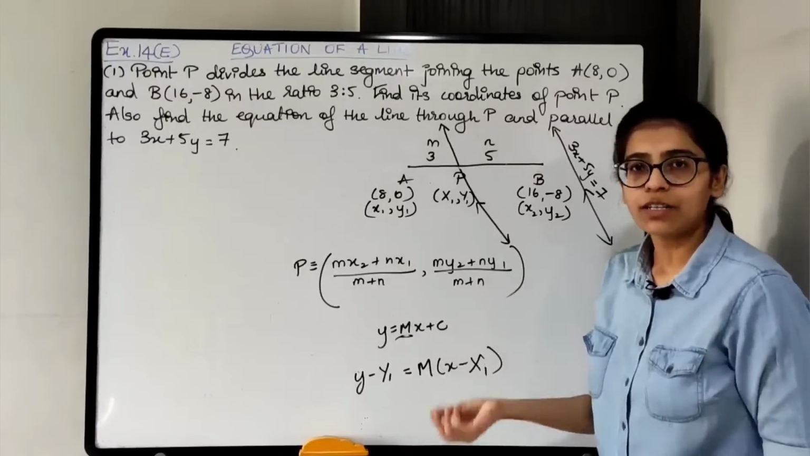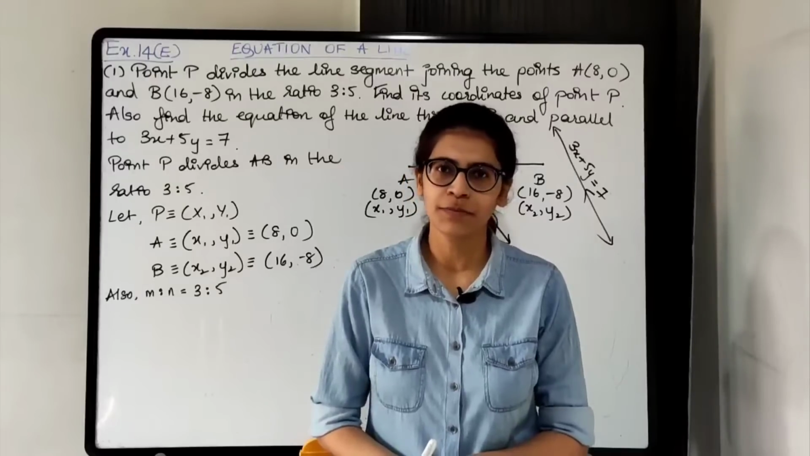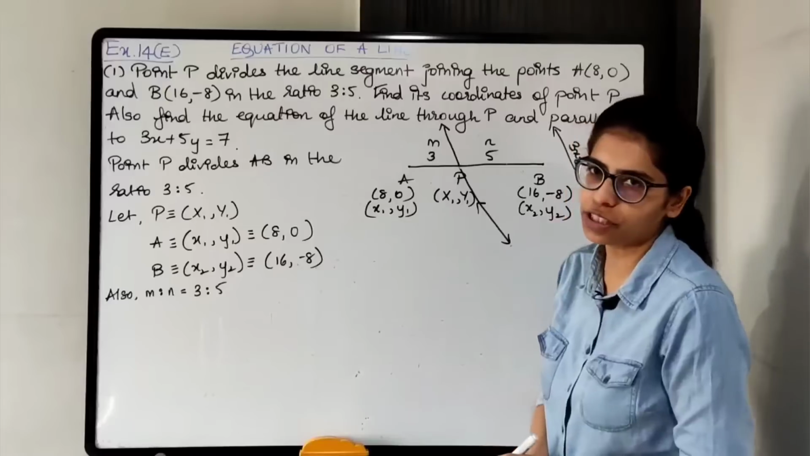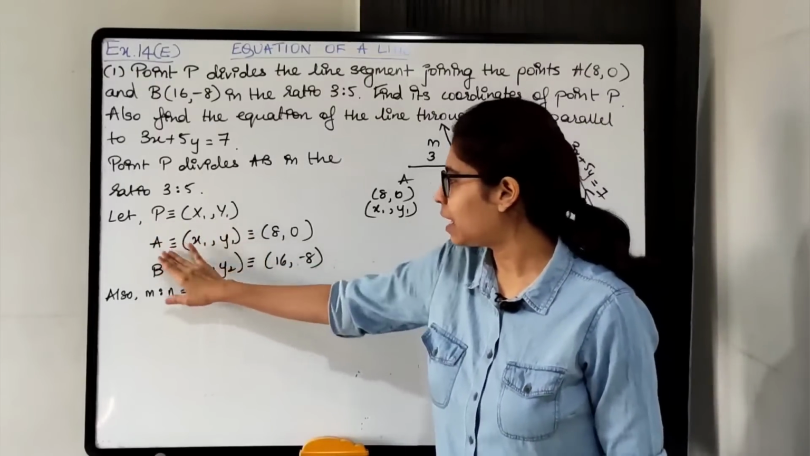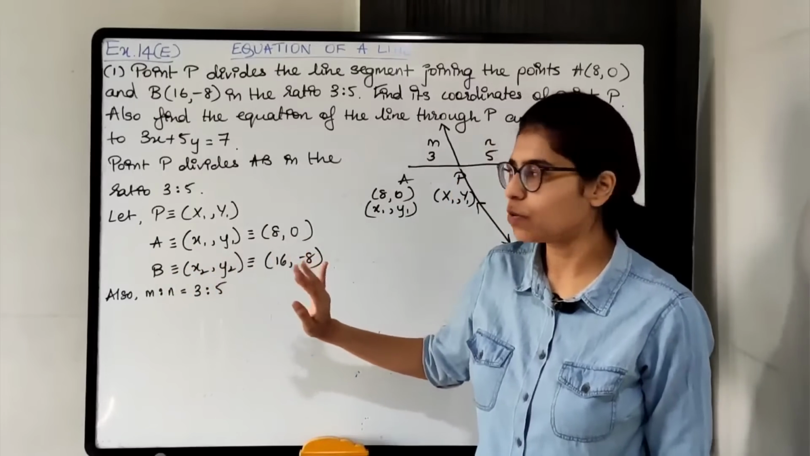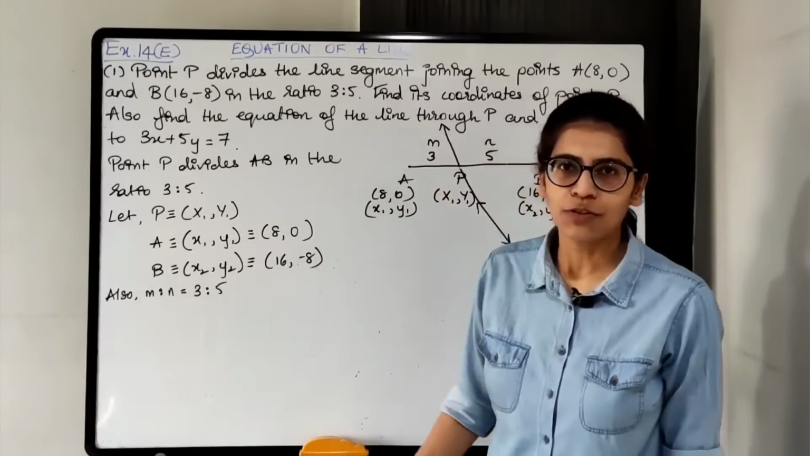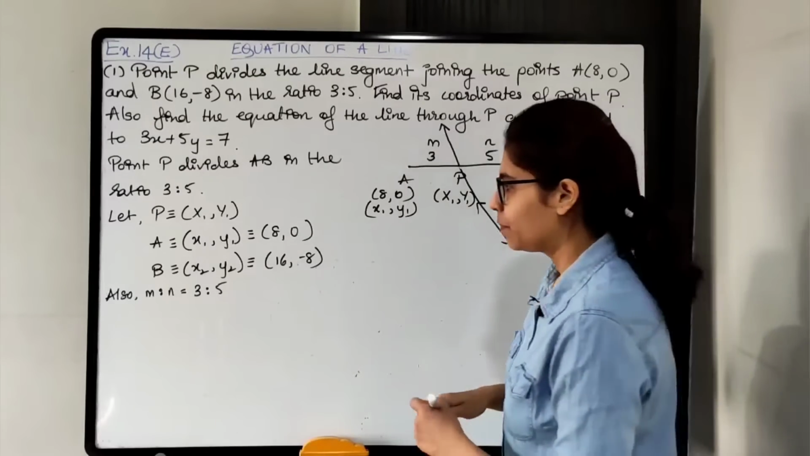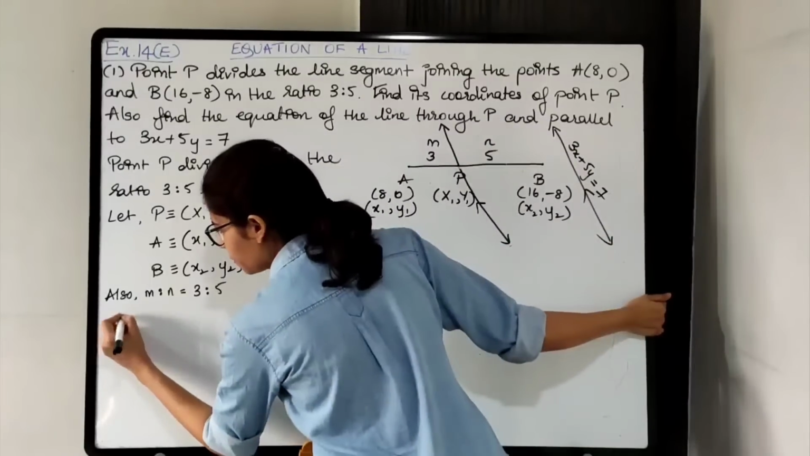Okay. So now let us solve properly. Draw the figure first and then start with the solution. So first we'll write down point P divides AB in the ratio 3:5. P we are taking as capital X1, Y1, A as X1, Y1, B as X2, Y2, and write down the respective coordinates. M is 3, N is 5. Now we'll apply section formula to find the coordinates of P. So write down using section formula or bisection formula.